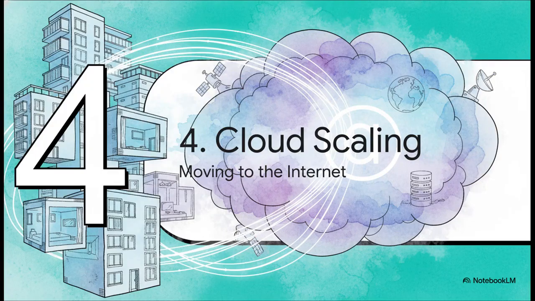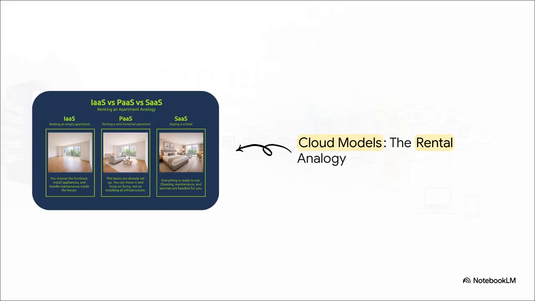Section 4: Scaling up to cloud. Let's see how this all builds into the ultimate scale. We're taking those virtualized apartments and rooms, and we're moving them to the global internet. This is cloud computing. When you transition to the cloud, you have to choose a service model. And honestly, this rental analogy is the best way to wrap your head around it.